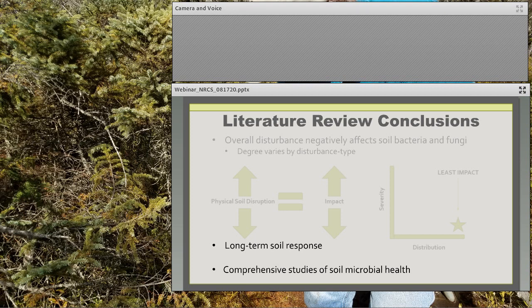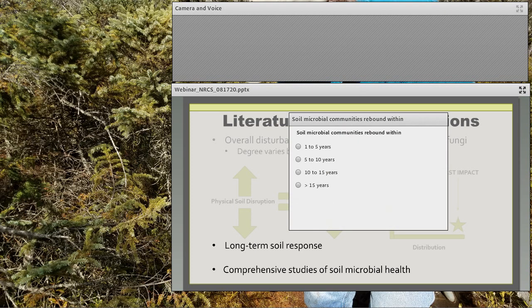And now, before we move on to the second part, there is a poll question. How long do soil microbial communities take to rebound: 1 to 5 years, 5 to 10 years, 10 to 15 years, or greater than 15 years?